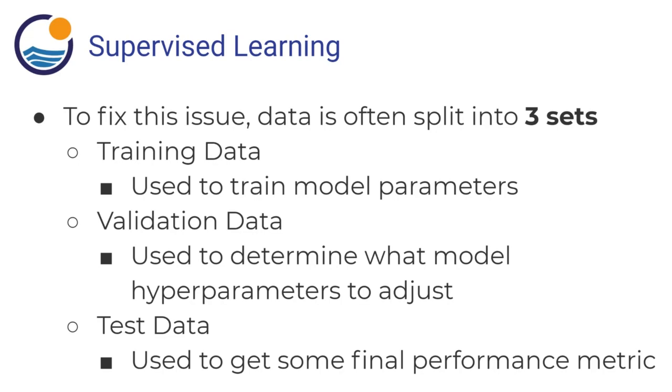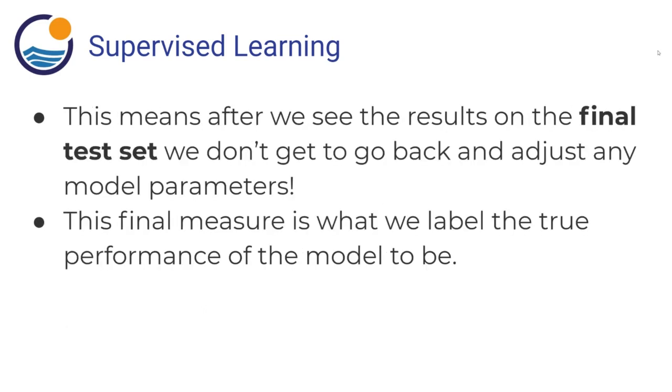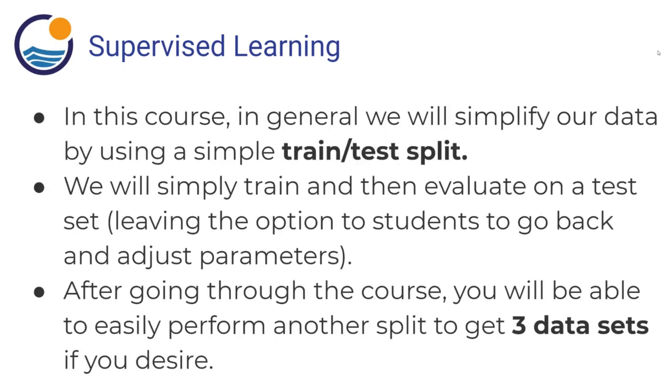Once you pass it through the test data and you get that performance metric, that's it. You don't get to go back and adjust the hyperparameters. Otherwise, you're cheating yourself again on understanding the model's real performance on truly unseen data. So what this means is after we see that result on the final test set, we don't get to go back and adjust any of those model parameters. This final measure is what we label the true performance of the model on unseen data.